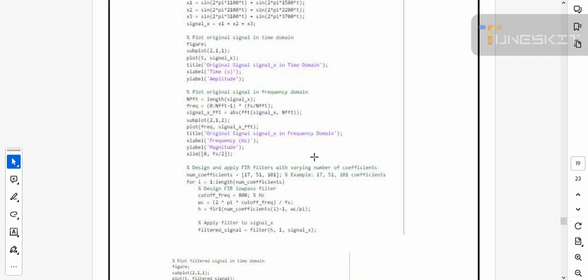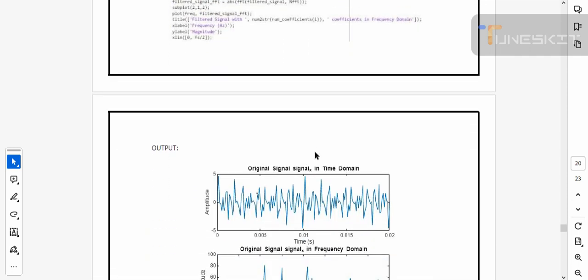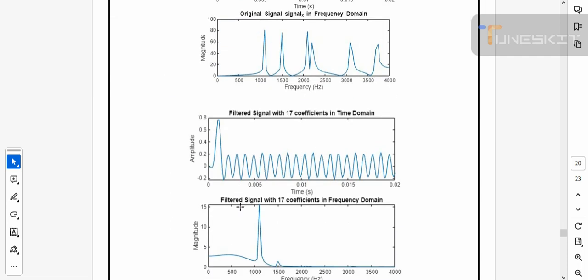Then design and apply FIR filters with varying numbers of coefficients, that is 17, 51 and 101, and then simulate this code. We obtain this output, as we can see.